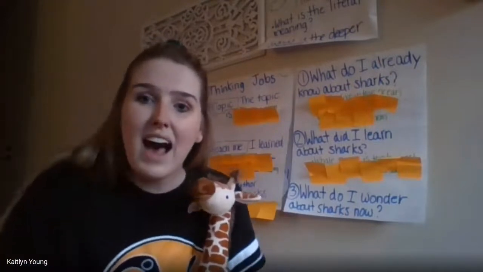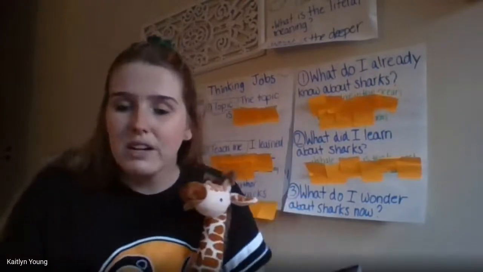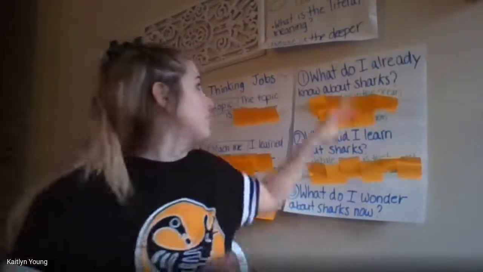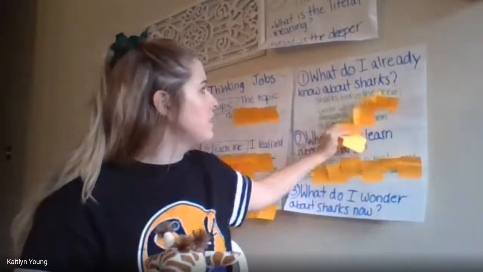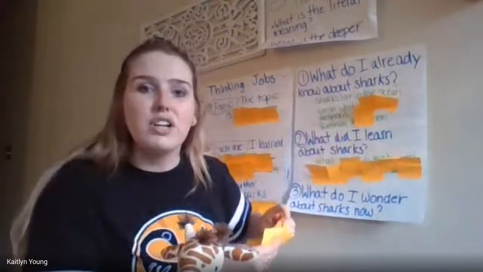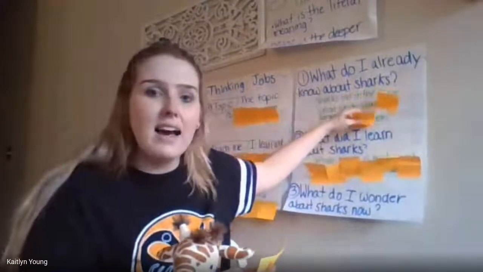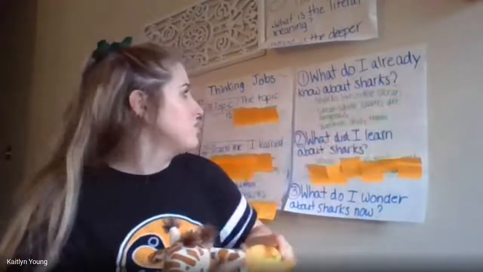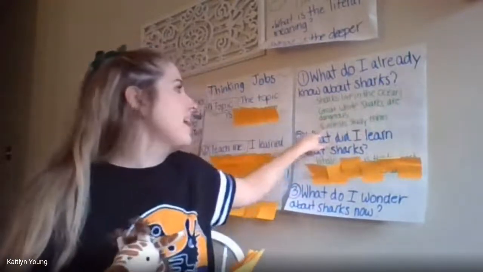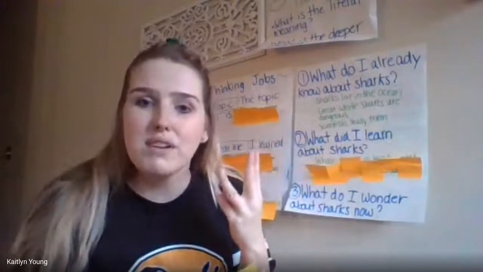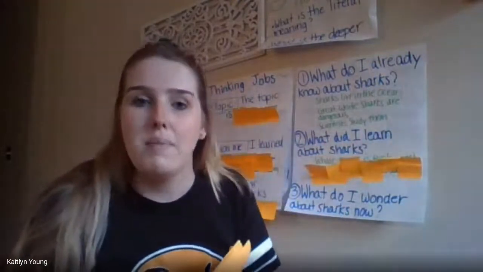All right. Now, I did this too. I wrote what I already know about sharks. I know that sharks live in the ocean. And I also learned in the past about a certain kind of shark. So I said that sharks live in the ocean, great white sharks are dangerous, and scientists study them. Those are three things that I already know about sharks.